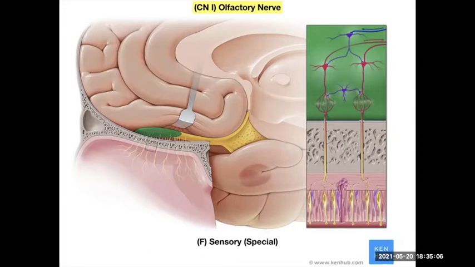Unlike your spinal nerves, this nerve only has a sensory function. There's nothing controlling your nose muscles, because really there are no nose muscles to speak of. All right, so this is a special sensory cranial nerve. Cranial nerve number 1.